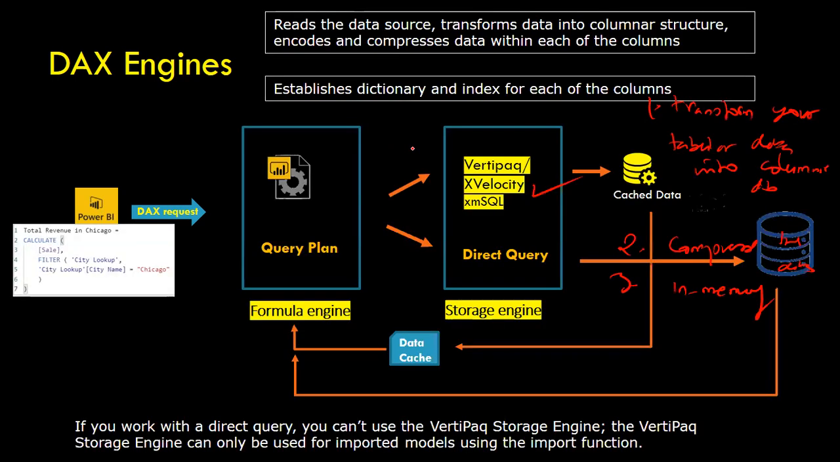I think I did not put import. Yeah, in the case of import mode, that is what is happening. Okay. What is Vertipack? Previously, they called X velocity as Vertipack. Now they renamed it as X velocity.